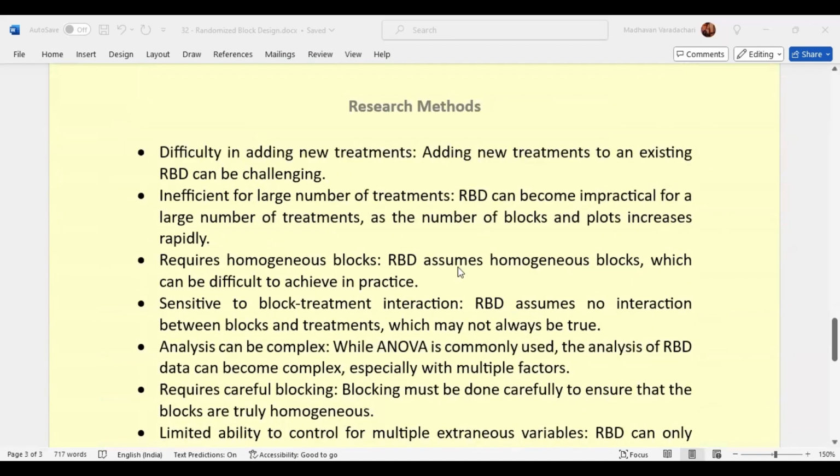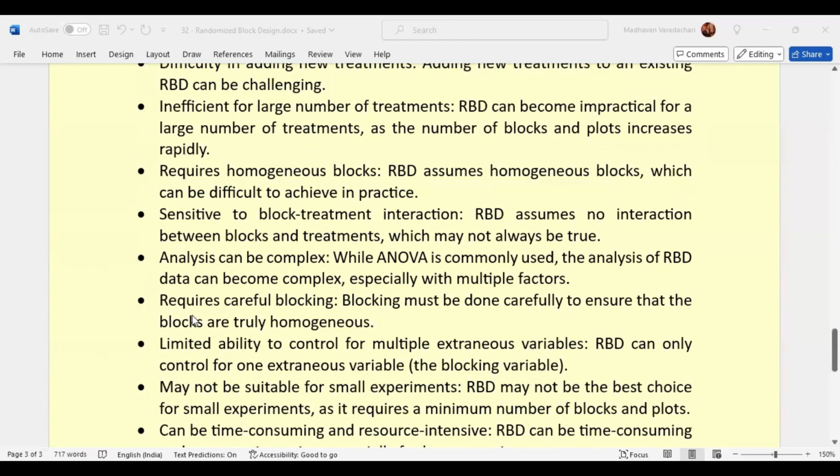You need homogeneous blocks. RBD assumes homogeneous blocks, which can be difficult to achieve in practice. Sensitive to block treatment interaction, RBD assumes no interaction between blocks and treatments, which may not be true always. Analysis can be complex. While ANOVA is commonly used, the analysis of RBD data can become complex, especially with multiple factors. It requires careful blocking. Blocking must be done carefully to ensure that the blocks are truly homogeneous.